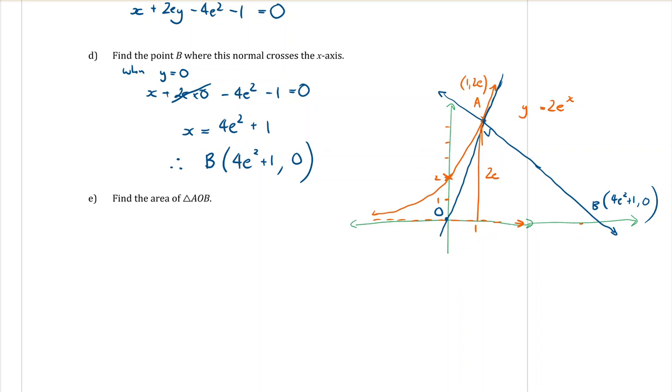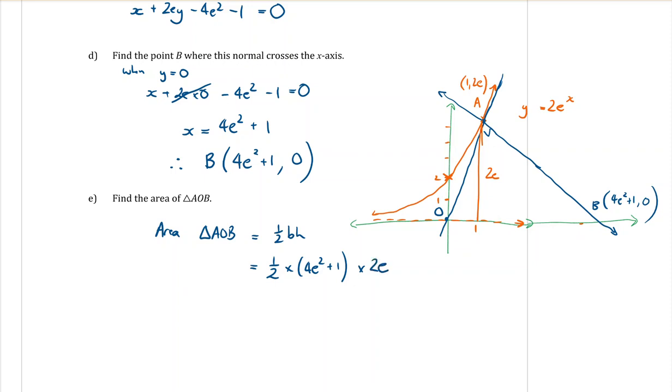So the area of triangle AOB is going to be, I'm just going to write half base times height. What is the base of that triangle? It starts here at 0. How long is this line? 4e squared plus 1. So let's put that in brackets because there's a plus in there. 4e squared plus 1. That's the base. And the height of my triangle was 2e. So times that by 2e.